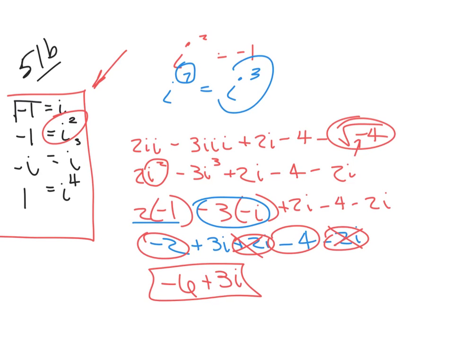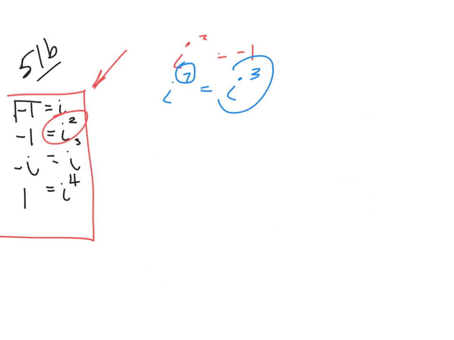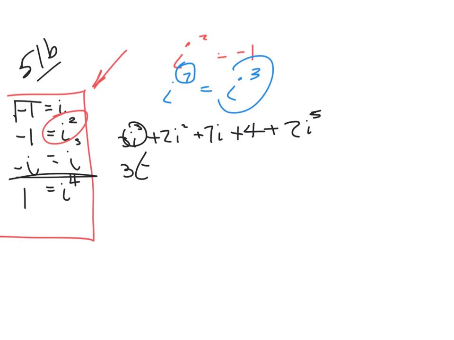Okay, let's jump to example 51.6. I have 3i cubed plus 2i squared plus 7i plus 4 plus 2i to the 5th power. i cubed is negative i. Let's get some things straight here. 2i squared is negative 1.